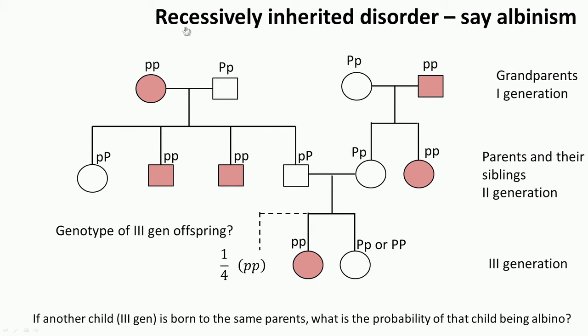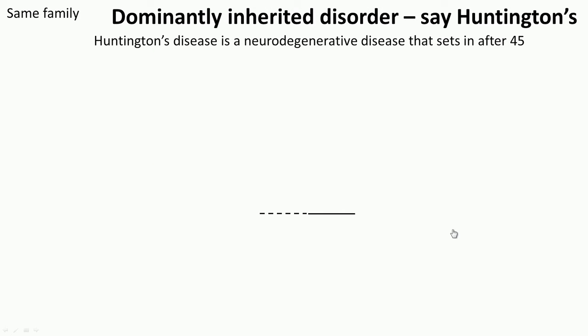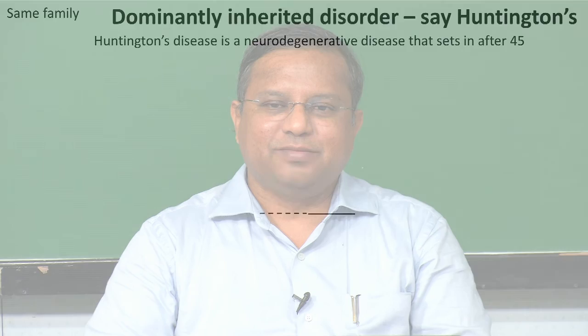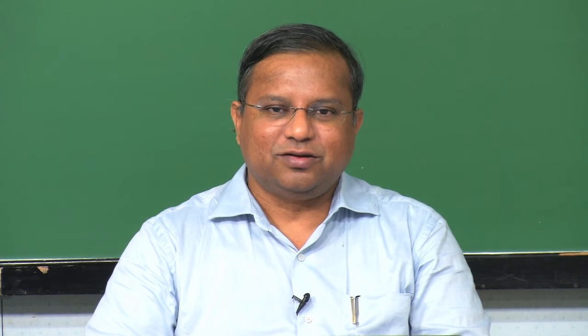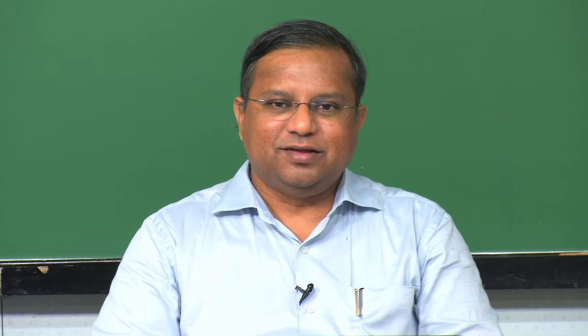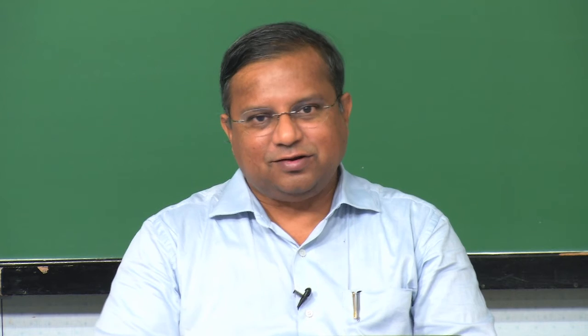Now, some of you might have been wondering, why did I keep harping on recessively inherited? You could think, how else could the disorder be inherited? It so happens that a disorder could be a dominantly inherited disorder too. And Huntington's disease, which is so prevalent in the US, is actually a dominantly inherited disorder, which means if one allele is capital, then the person has the disorder.